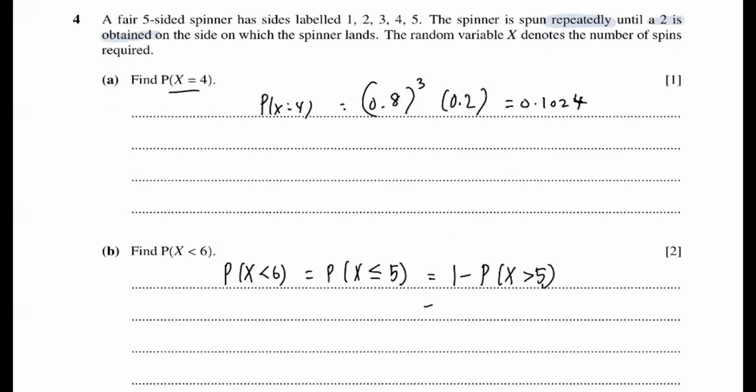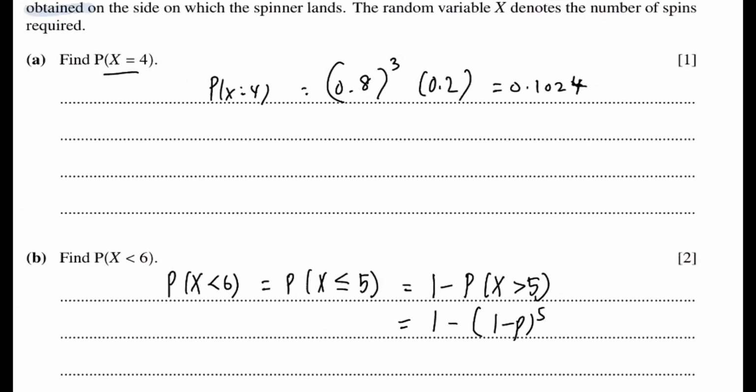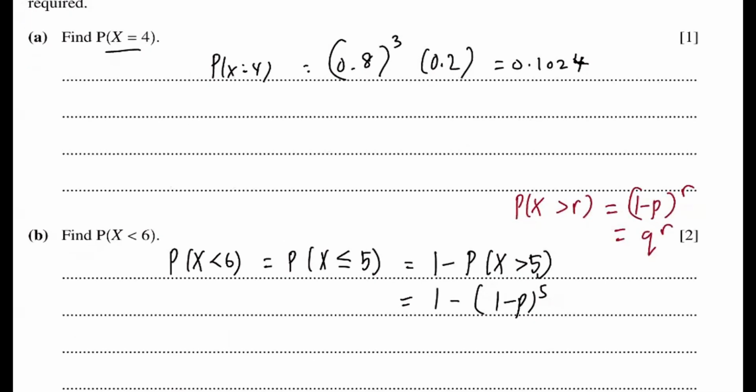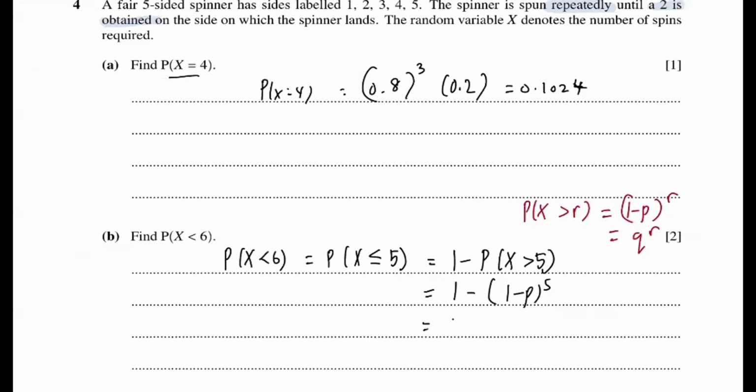Why did I change to this one? Because I know that if I want to find more than 5, I just need to use 1 minus p to the power 5. It's a shortcut. In case you forget, the probability of x more than r is the same thing as 1 minus p to the power r, or you can say q to the power r. q means it's not. So in this question it will be 1 minus 0.8 to the power 5. So you get 0.672.